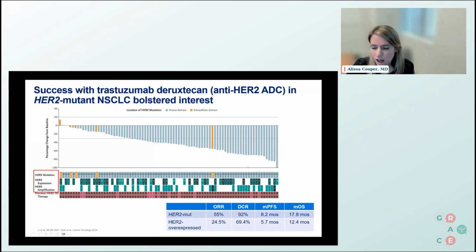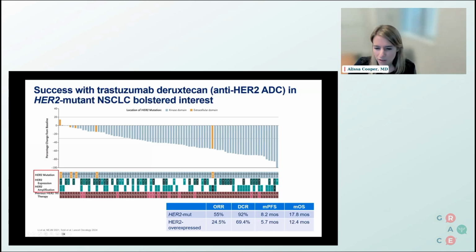This is called a waterfall plot, and each of these bars represents a patient, and this is showing the extent to which their tumor has shrunk in response to the therapy. And this is the kind of waterfall plot that we as oncologists want to see. Looking at this, most patients, really across the board, have experienced tumor shrinkage, which is super exciting.